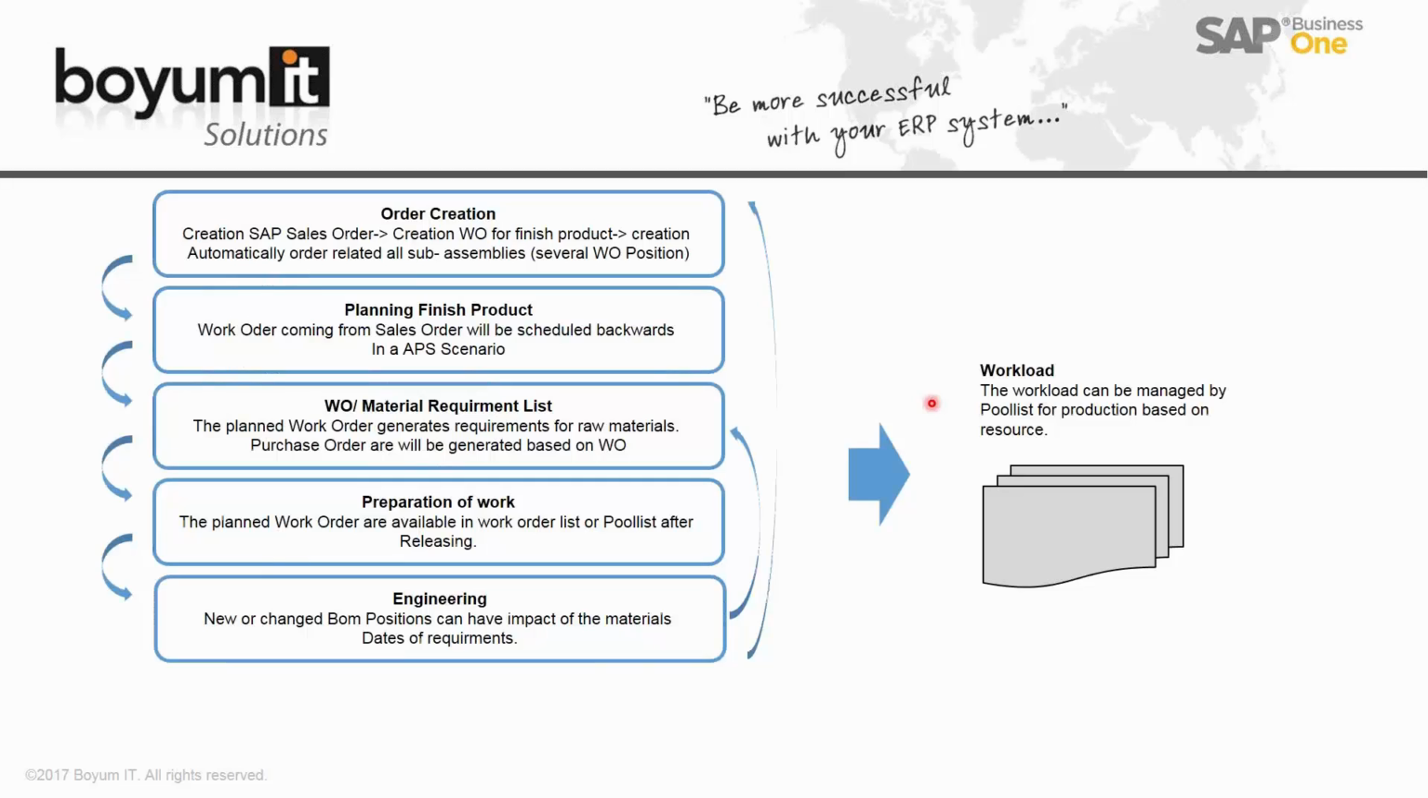Also here, of course, the planning scenario covers the planning of the finished product, and because you create all your sub-assemblies together with the finished product, order related, you have only one planning scenario here. Also, one special thing is that you maybe do not work with MRP, but more with your material requirement list, because customers say, okay, I want to purchase my material order related. It makes no sense to use MRP.